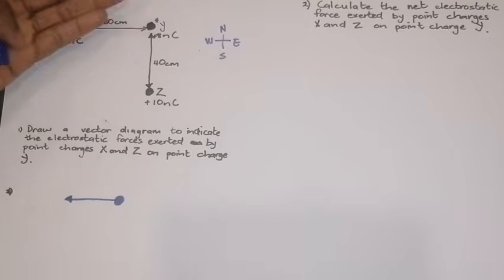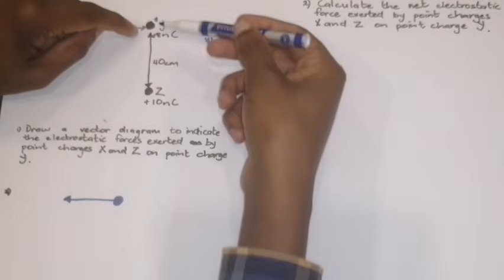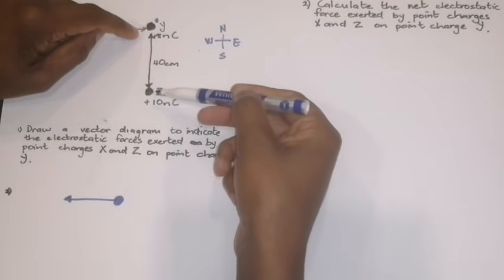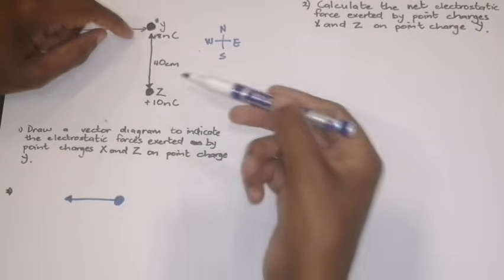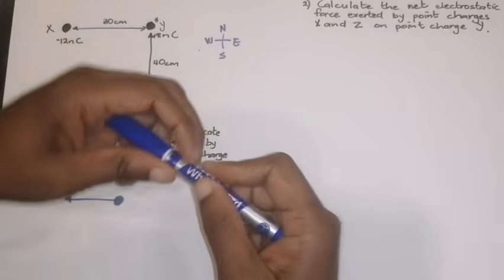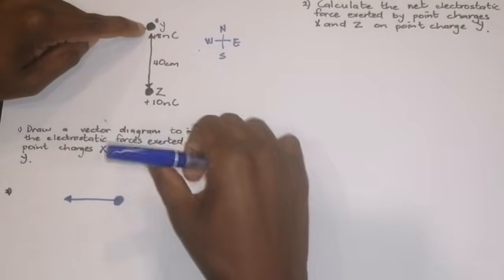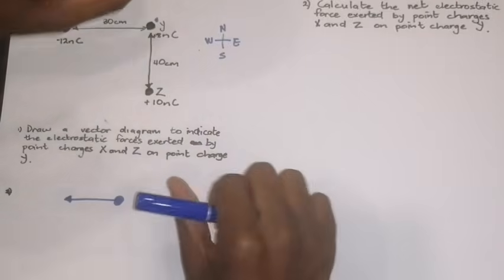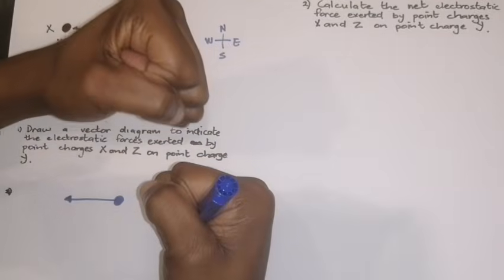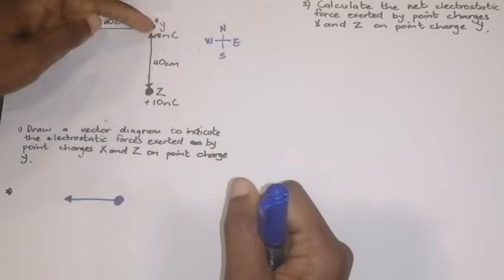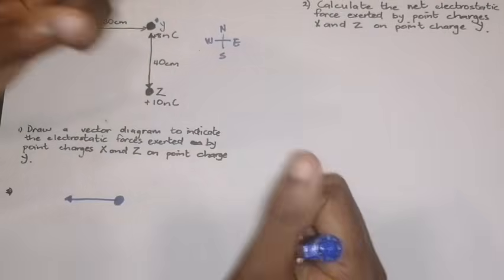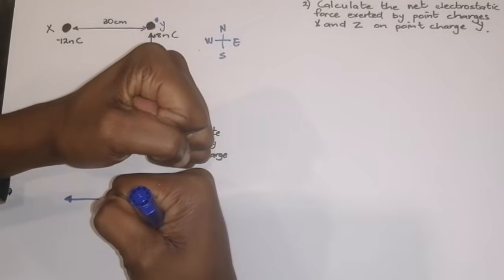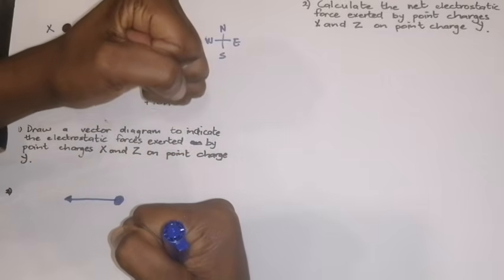Now we forget about X a little bit and focus on Y and Z. What type of force exists between Y and Z? These are two positive charges. We know that like charges repel, so they're repelling each other, pushing each other away.